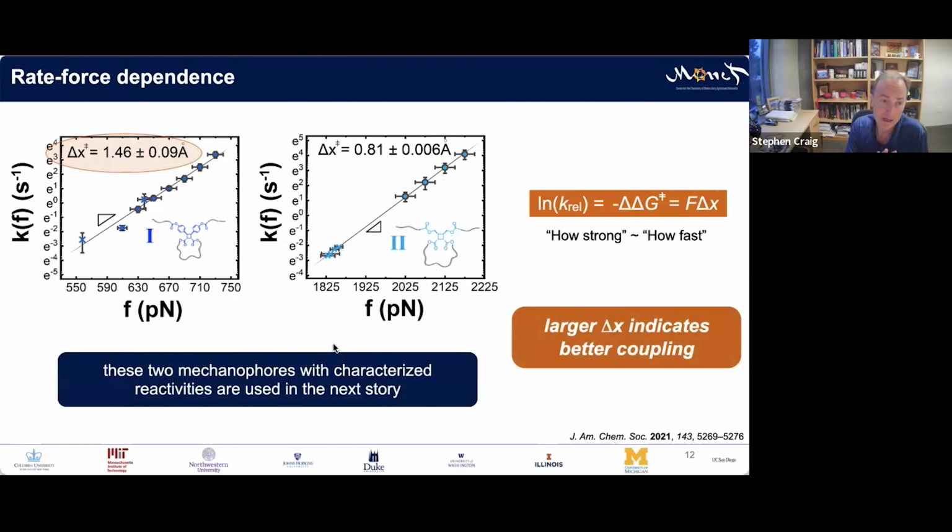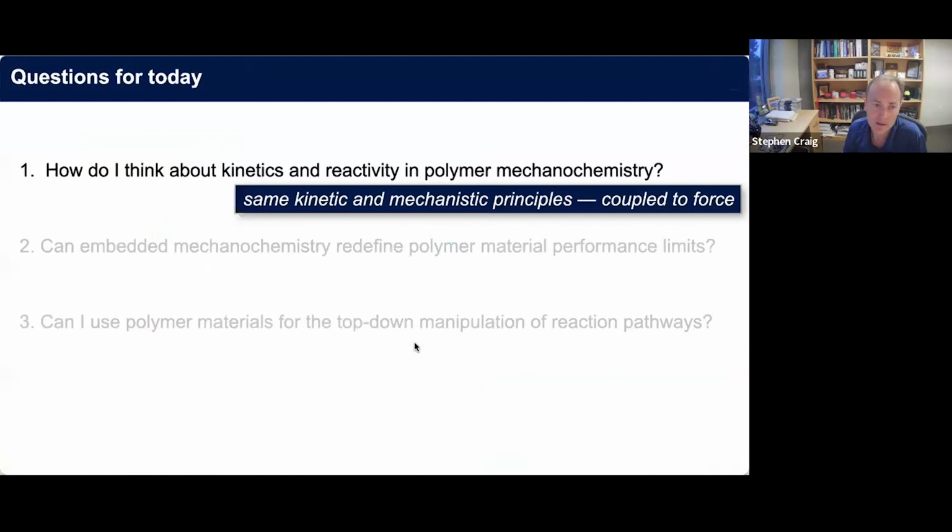And I'm going to take these mechanophores, these cyclobutanes, and use that characterized reactivity as the basis for the next story. So bottom line here, same kind of kinetic and mechanistic principles that we're familiar with from chemical reactivity. Now we've just added this coupled force to the picture.